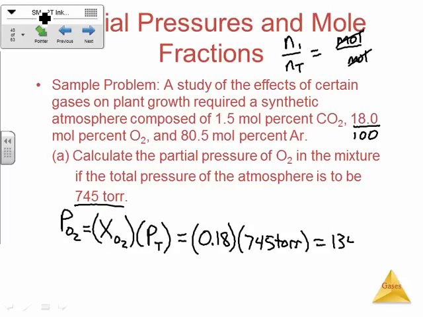134.1. And actually, I guess to be entirely accurate here, we probably would want to just use 3 sig figs on that one. And this would actually be 0.180 when I divide that by 100 to keep my 3 sig figs. So it should be just 134 torr.